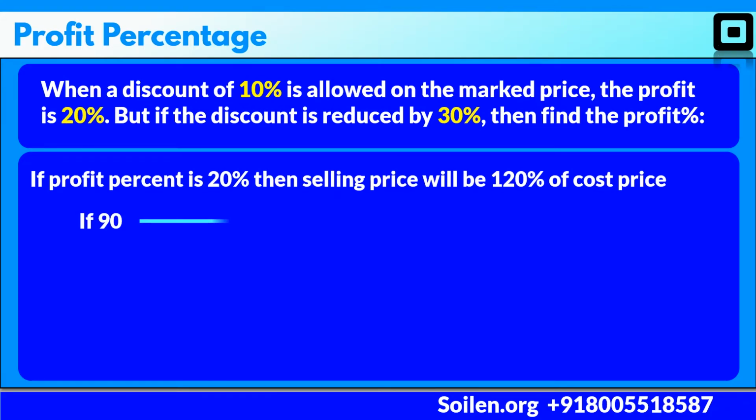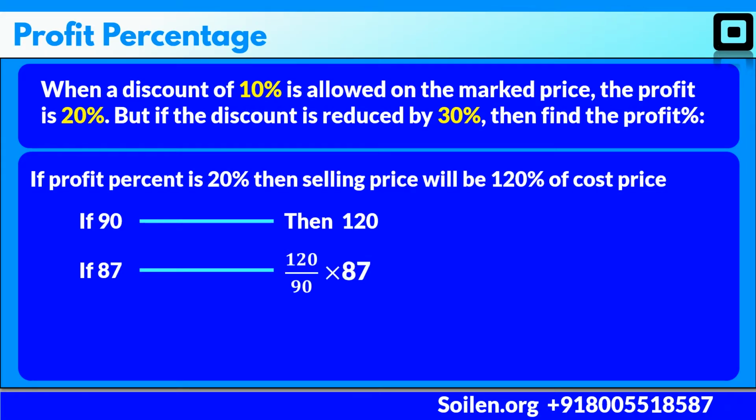If selling price is 90, then it is 120% of cost price. If selling price is 87, then 120 over 90 times 87. 120 and 90 have common factor 30. So 120 and 90 divided by 30, and we can get 4 over 3 multiplied by 87. Next, 87 divided by 29.